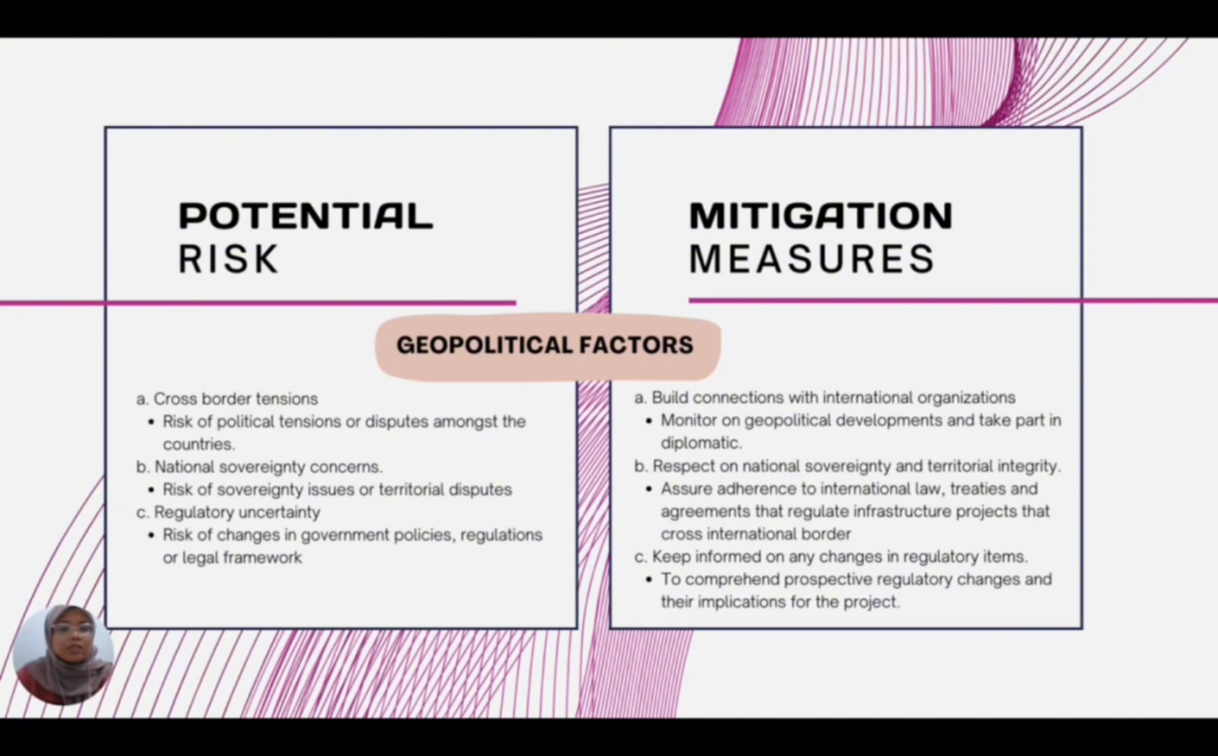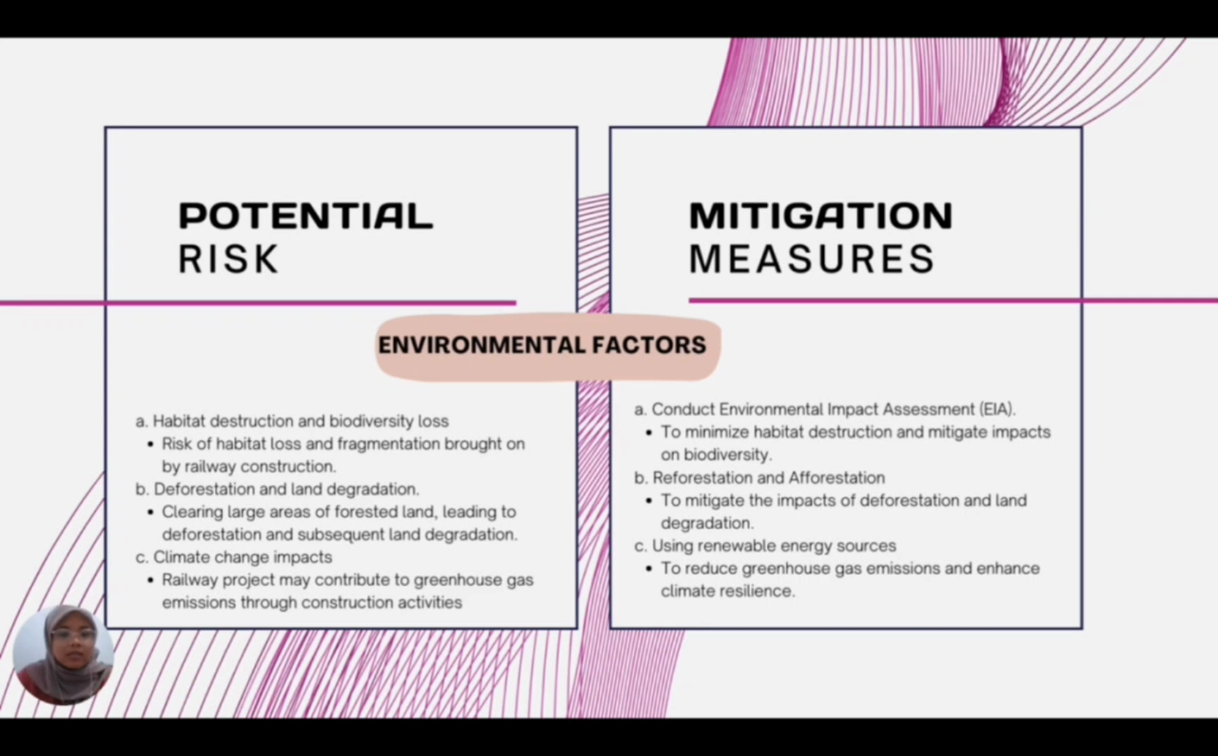The mitigation measures for these identified potential risks are, first one, we can build connections with international organizations, monitor geopolitical developments and take part in diplomacy. Second one is respect for national sovereignty and territorial integrity. We can assure adherence to international law, treaties and agreements that regulate infrastructure projects that cross international borders. Third one, we can keep informed on any changes in regulatory items to comprehend prospective regulatory changes and their implications for the project.